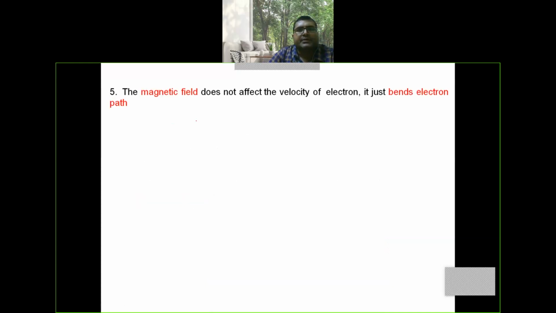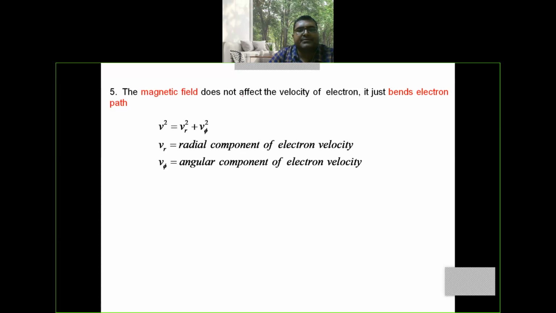The magnitude of the magnetic field doesn't affect the velocity of the electron, it just bends the electron path. The velocity of the electron beam is given by v squared is equal to vr squared plus v phi squared. Here vr is the radial component of electron velocity, v phi is the angular component of electron velocity.